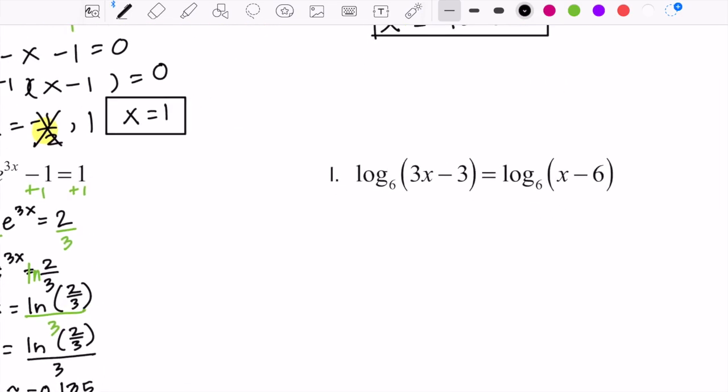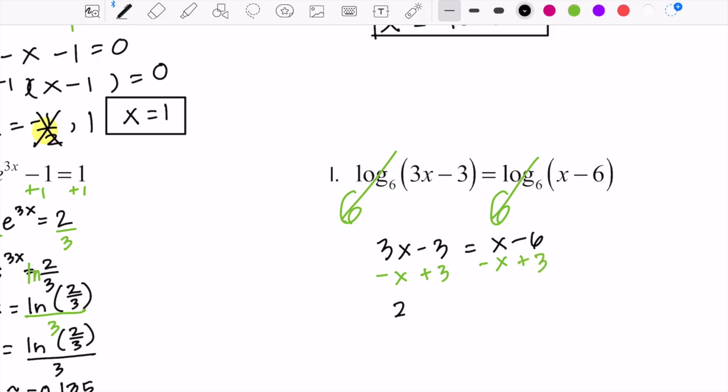Next one is L. The logarithms are isolated on each side, so we can jump straight into exponentiating, which means those are going to cancel out. And I get 3x minus 3 equals x minus 6. Get the variable on one side and the constant on the other side. That gives me 2x equals negative 3. So that means x equals negative 3 over 2.